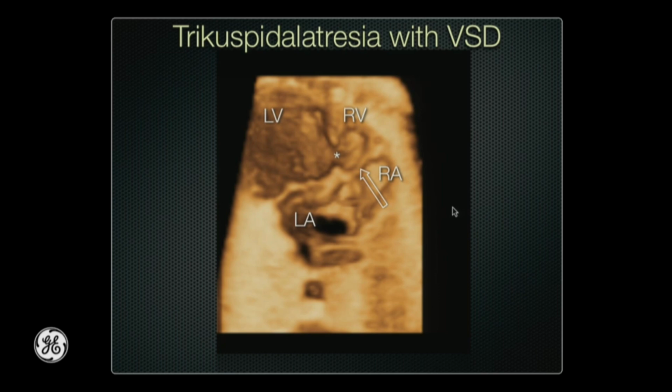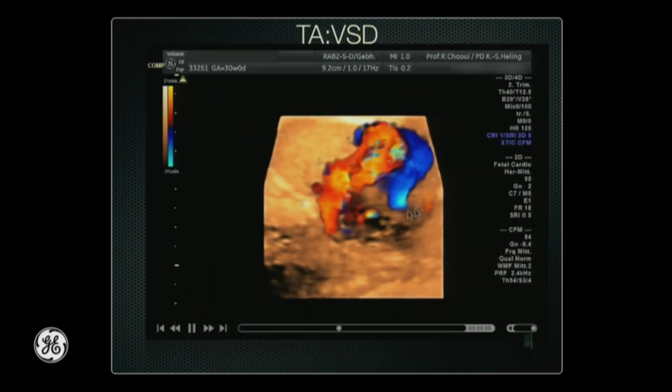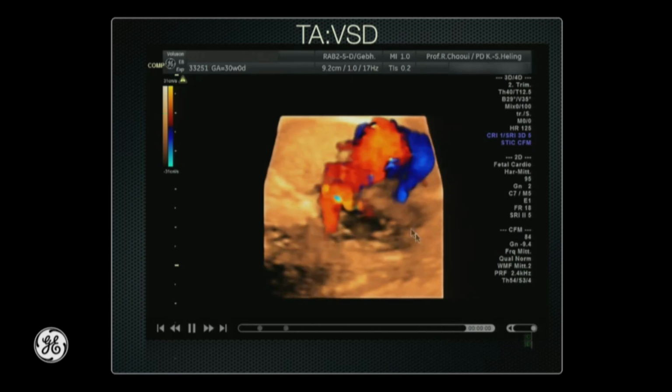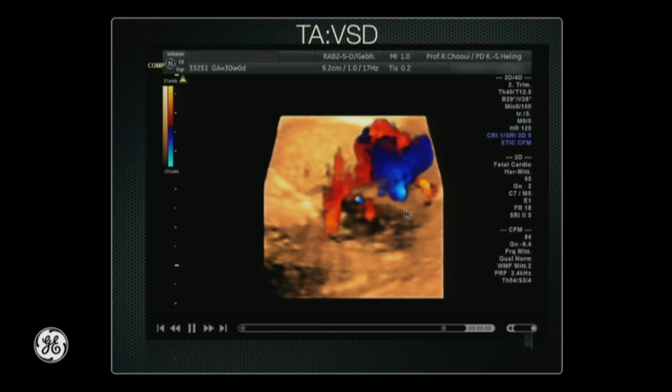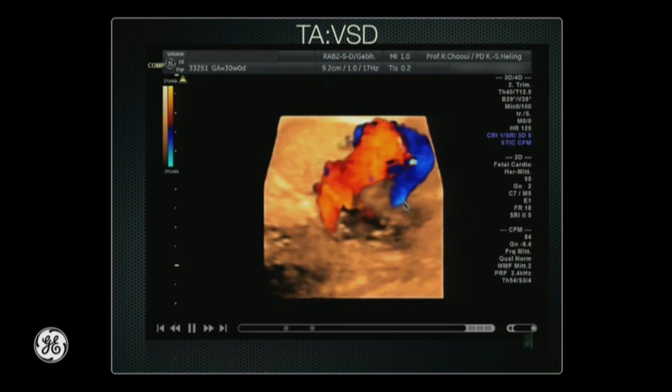Generally the prognosis is good, and this is a combination with color, and we see in red only the filling of the left ventricle, no blood flow across the tricuspid valve, but we have only a filling of the right ventricle via the ventricular septal defect.